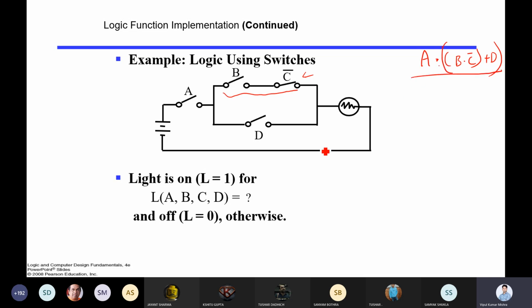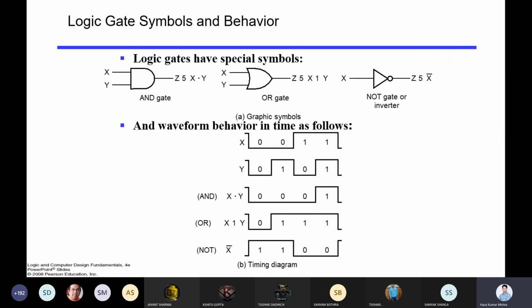So an important point here: you can represent the same thing in the form of a circuit like switches, in the form of an expression, and in the form of a truth table as well. Right? So there are different ways to represent the same thing. Now if you look into the gates, I think this is quite easy. You have an AND gate representation, OR gate representation, and NOT gate representation.